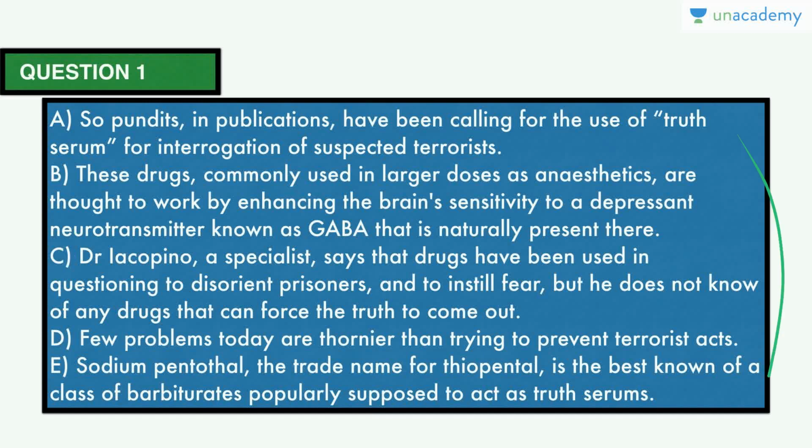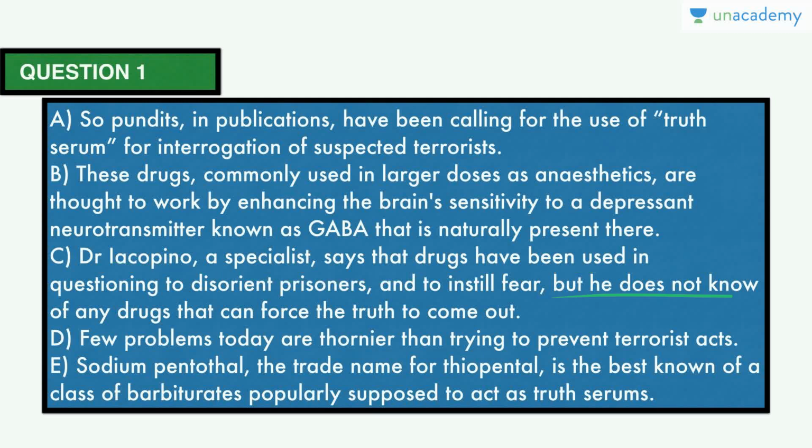This looks like a fairly easy one to me because the sequence is very clear. The sequence is D, then logically we move on to A, where we introduce the truth serums. Here we talk about some of the specifics of truth serums, that this is the best known truth serum. And then these drugs, commonly used in larger doses, are thought to work by enhancing the brain's sensitivity to a depressant that is naturally present there. So this talks about the functioning. Now sentence C, what is it doing?